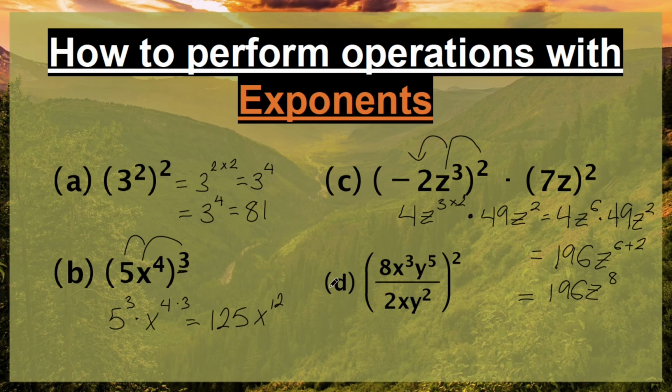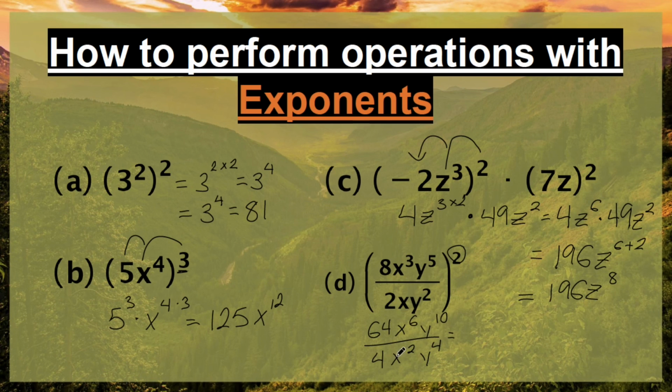Last part D. Once again, when we have an exponent outside of the parentheses, it applies to every single term in the parentheses, no matter where it is. This squared will apply to the 8x cubed, y to the fifth, 2x, and y squared. So if we square everything, we'll get 64, x to the power of 6, y to the power of 10, divided by 2 squared is 4 times x squared times y to the fourth.